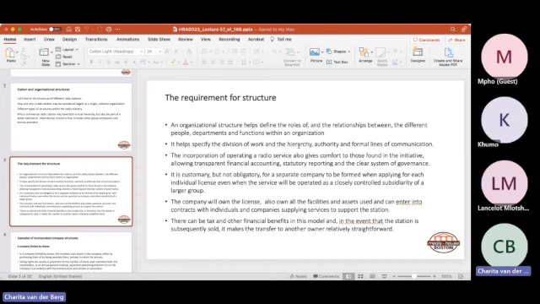So the incorporation of operating a radio service also gives comfort to those found within the initiative, so people who work there, allowing transparent financial accounting so that you know where we are standing with money at all times, statutory reporting, so who reports to whom, and a clear system of governance, so understanding from management down who does what where. So it's customary, but it's not obligatory, for a separate company to be formed when applying for each individual license, even when the service will be operated as a closely controlled subsidiary of the larger group.